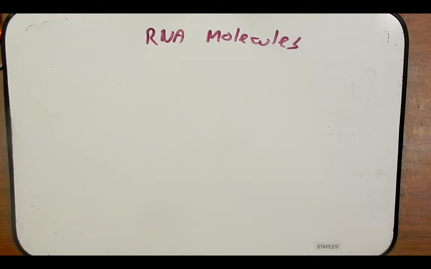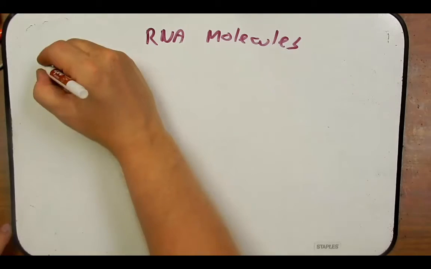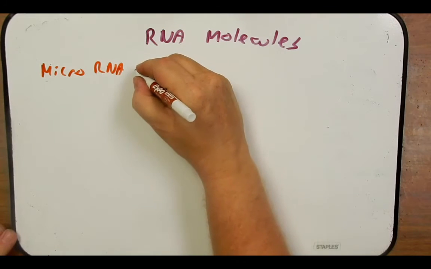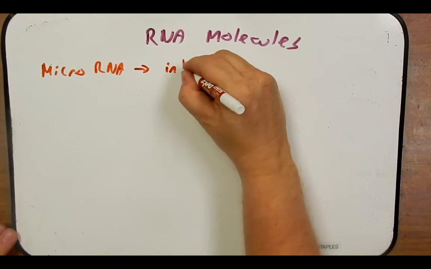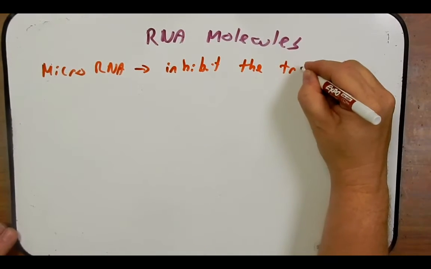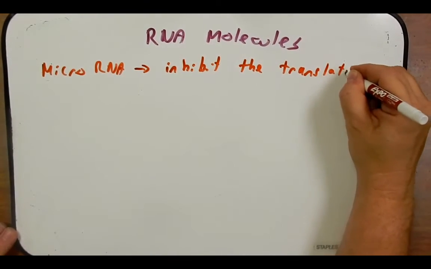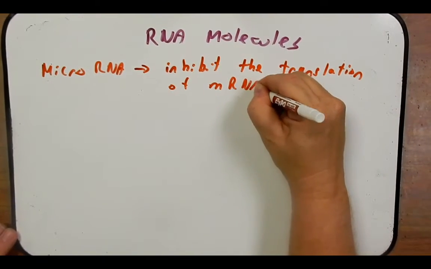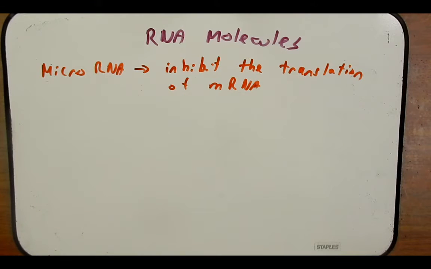The next one I want to talk about is microRNA. Sometimes we call these interfering RNA. In essence, what these microRNAs do is they inhibit the translation of messenger RNA, and only messenger RNA. And to be very brief about it, we could spend lectures talking about this, but I just want to give you a flavor of what they do.